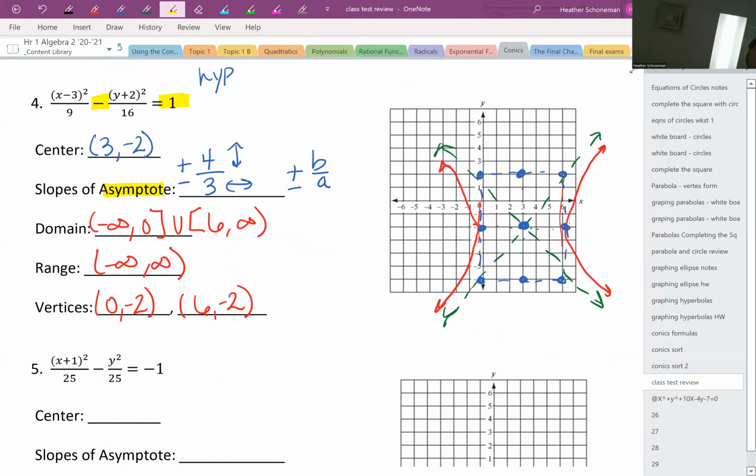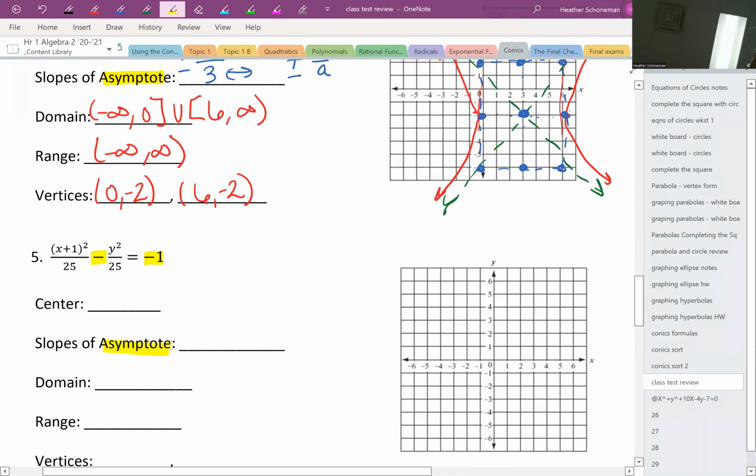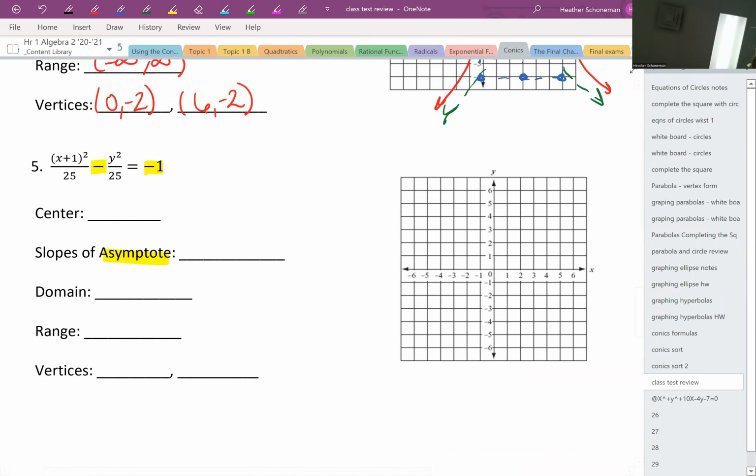Okay, number 5. Because it's got a minus sign, and because it equals a negative 1, the only one it can be is a hyperbola, and it's also asking me for the asymptote, so it's got to be a hyperbola. All right, this one, the center is going to be negative 1, 0. Also, because the numbers are the same underneath, it can't be an ellipse, because if the numbers were the same underneath for an ellipse, it'd become a circle.